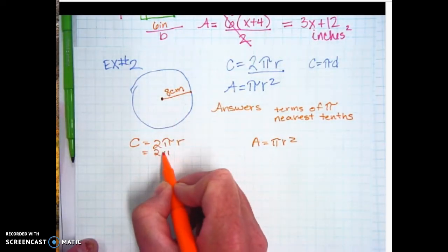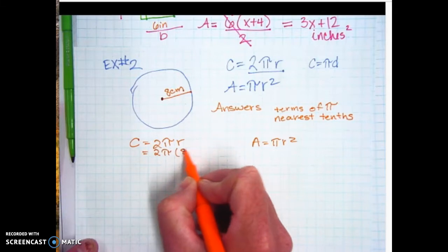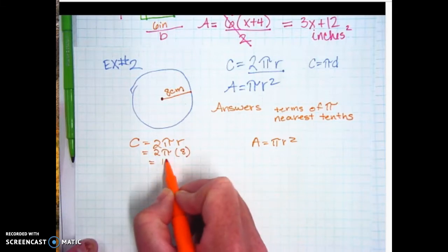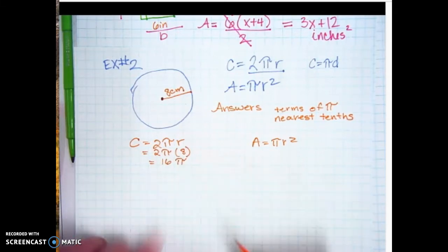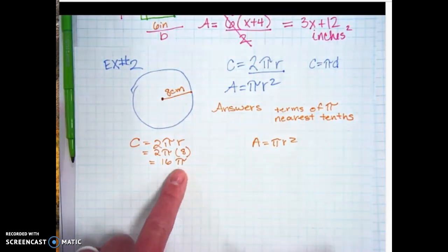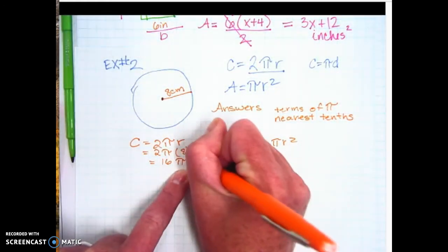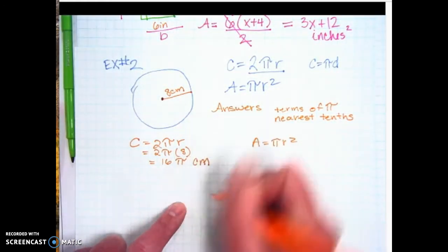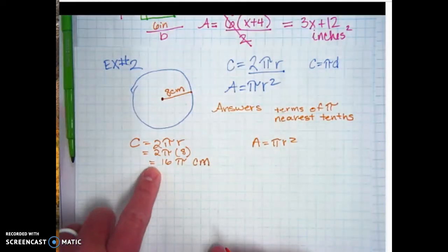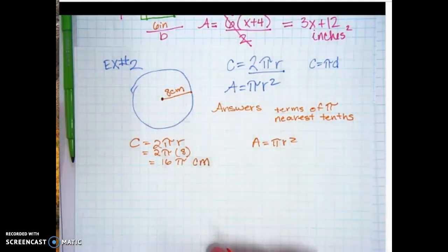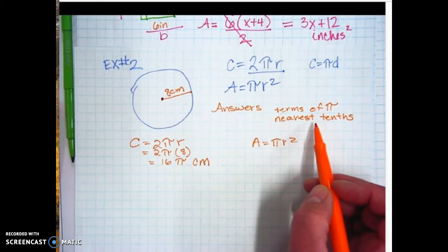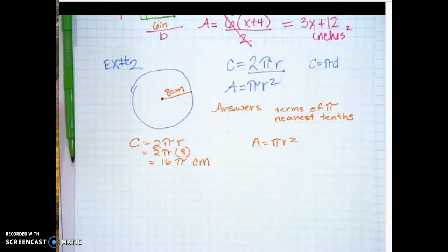So 2 times pi times 8. And I know that 2 times 8 is 16, so I have 16 pi. This is the answer in terms of pi because I've simplified everything except for the pi. Okay? And then your answer is centimeters. So that's the first answer. Notice there's an equal sign there because we're about to get the answer to the nearest tenth, and that equal sign is going to change.